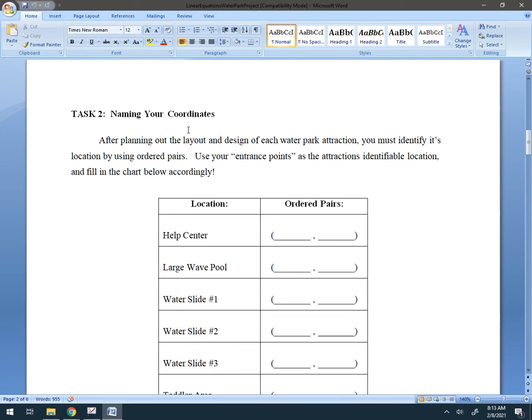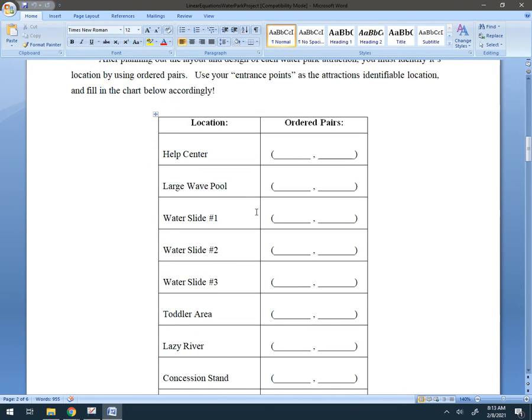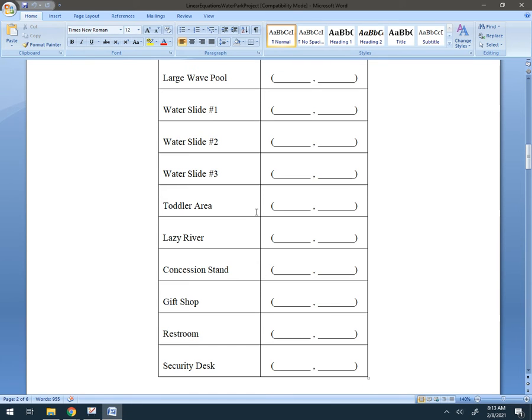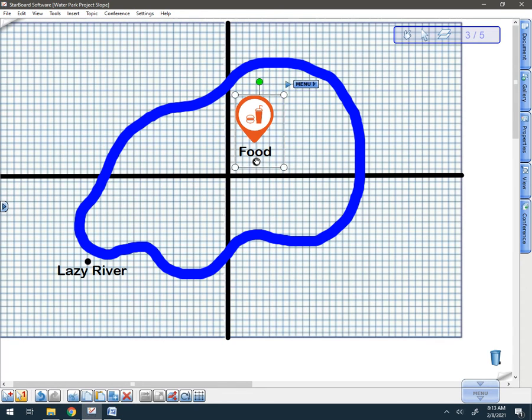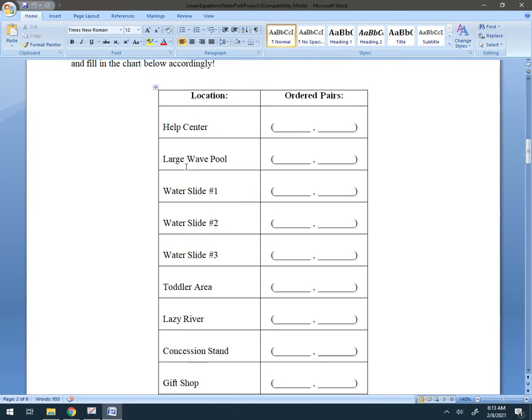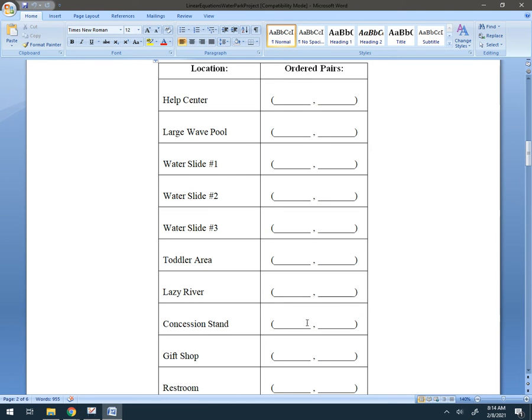You have to name your coordinates. After planning out the layout and design of the water park, you must identify its location using ordered pairs. So use the entrance points, those dots that you put on there, to label where each attraction is on your water park. For example, I put the food court over 1, 2, 3, 4, up 1, 2. So it's at the point (4, 2). So I would go, okay, concession stand, I put it at (4, 2). And I'd put that point right there.